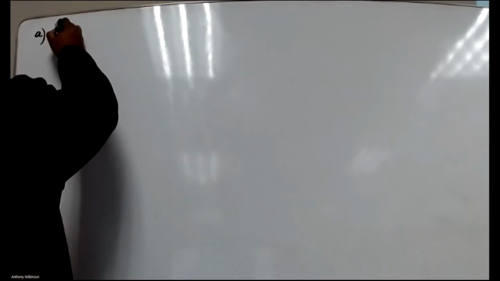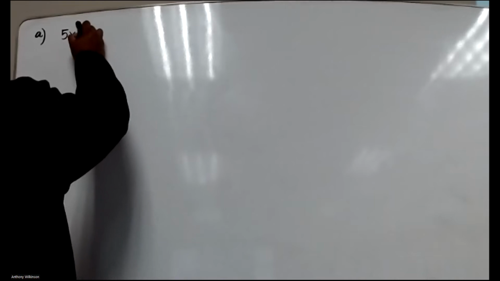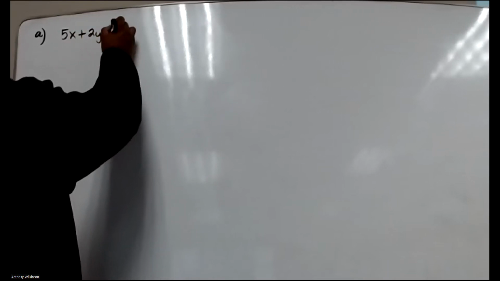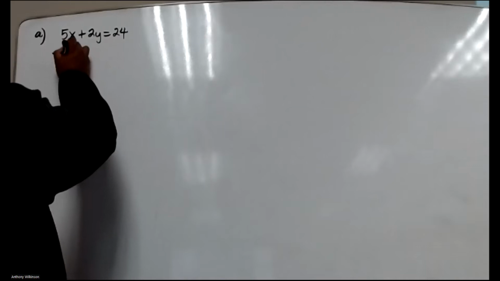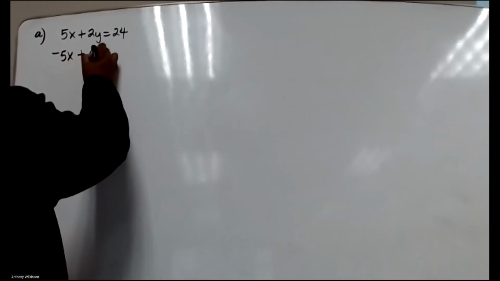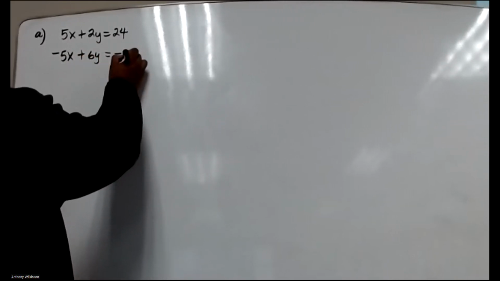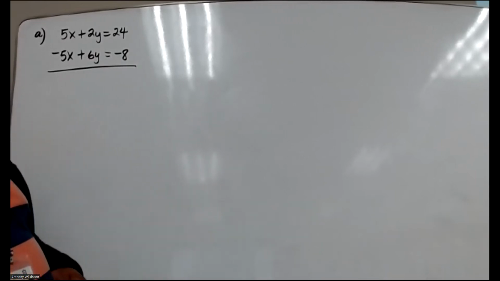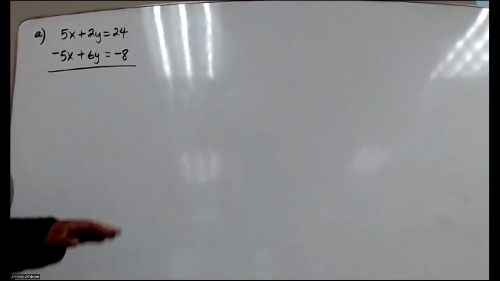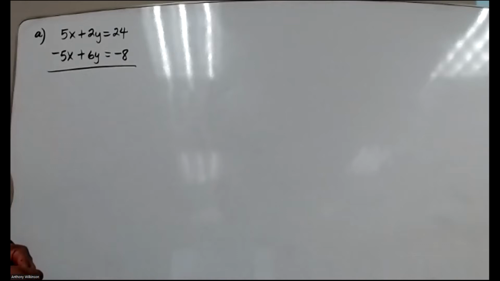I'm going to write these underneath each other. 5x plus 2y is equal to 24. And the other one was negative 5x plus 6y equals negative 8. Well, in this case, they're both written in standard form, where the x and the y are on the left side of the equal sign and the constant term is on the right side of that equal sign.